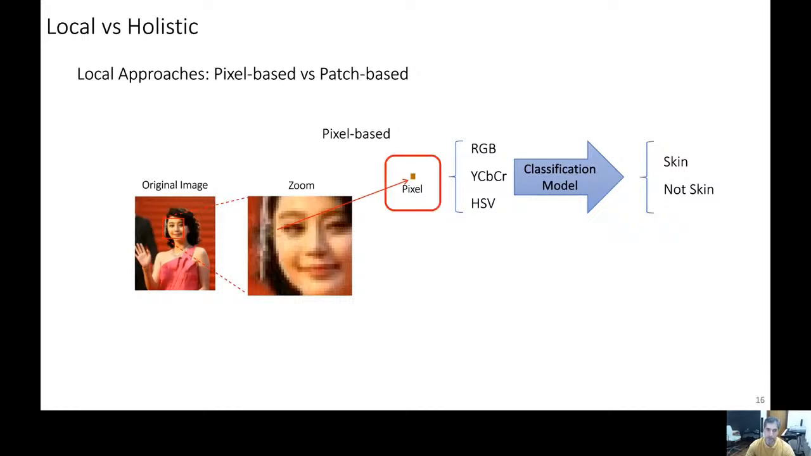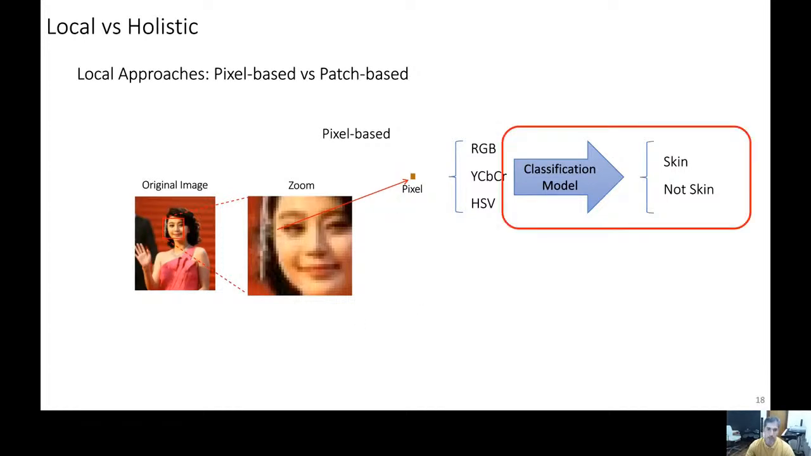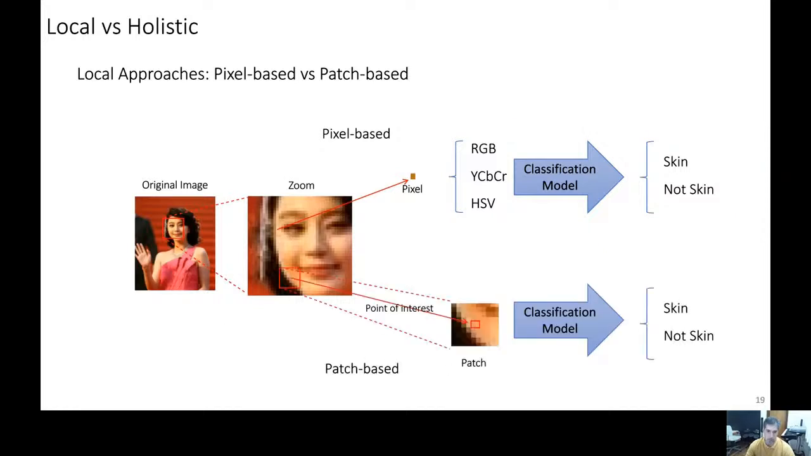Different approaches use different color spaces as input to the classification model. The classification model is usually executed several times to classify all the pixels in the original image. In patch-based approaches, a patch surrounding the pixel of interest is used to classify each point of the image. The main advantage of patch-based over pixel-based approaches is the addition of texture as information for the classification.